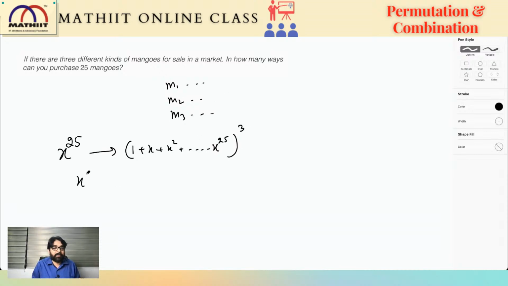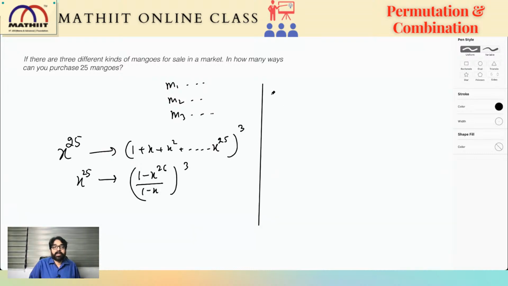So we'll say x power 25 in, and this is the GP formula. You remember, I'm not writing again. 1 minus x power 26 by 1 minus x, whole power 3. So this is going to be equal to x power 25 in (1 minus x power 26) power 3 into (1 minus x) power minus 3.